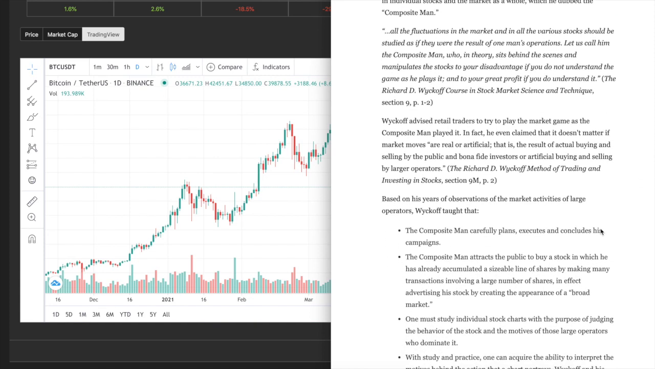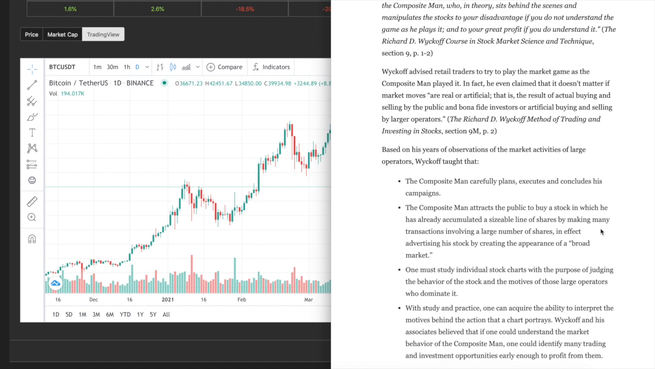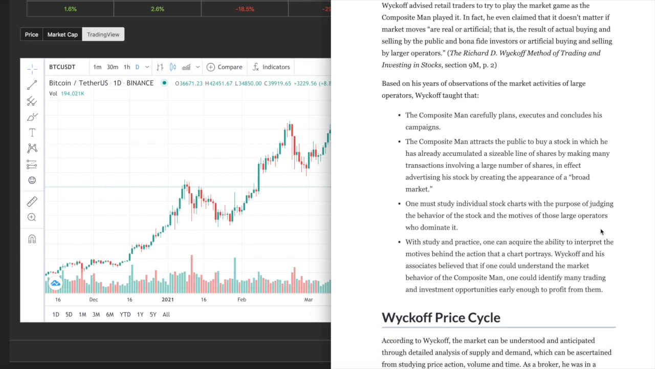Basically, the composite man is saying it's just one person that plans, executes, and concludes his campaign. So basically, all of his campaigns are coordinated with a group of people as if it were one. A good example of this is Wall Street Bets with GameStop.